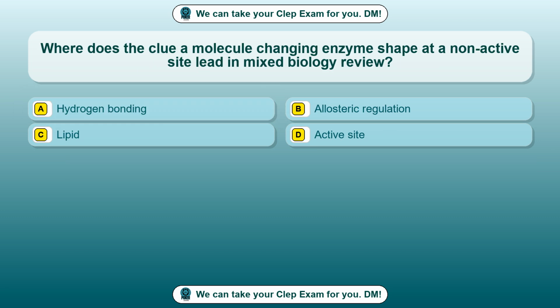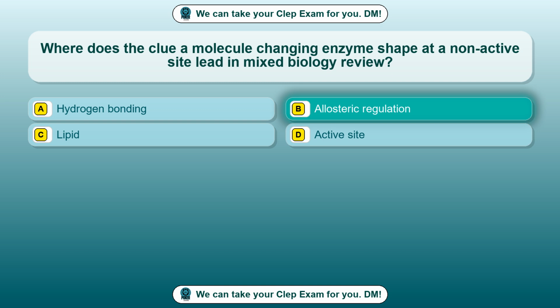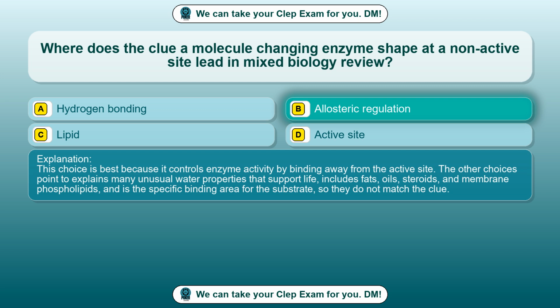Question 3. Where does the clue molecule changing enzyme shape at a non-active site lead in mixed biology review? Option A, hydrogen bonding. Option B, allosteric regulation. Option C, lipid. Option D, active site. The correct answer is option B, allosteric regulation. This choice is best because it controls enzyme activity by binding away from the active site.